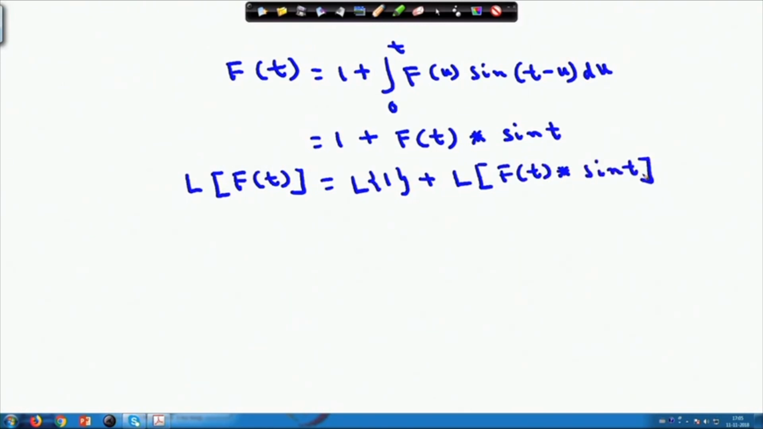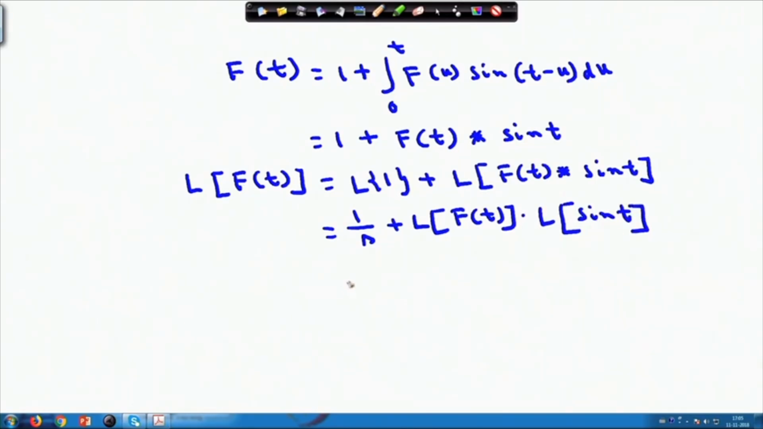and the Laplace transform of 1 is 1 by s plus the Laplace transform of f(t) convolution sin t, which I can write down from the theorem. Again, it is the Laplace transform of f(t) into the Laplace transform of the function sin t. So, this equals 1 by s plus Laplace transform of f(t) into Laplace transform of sin t, which is 1 by s square plus 1.